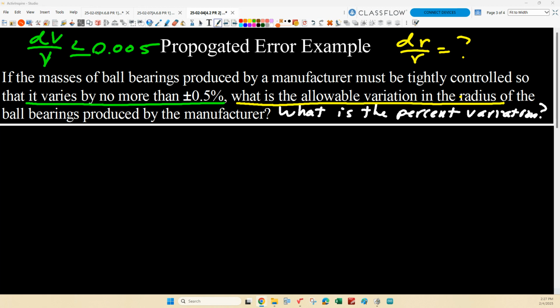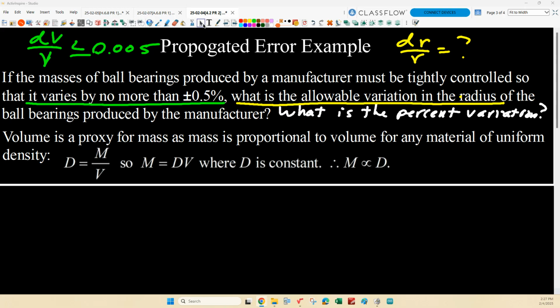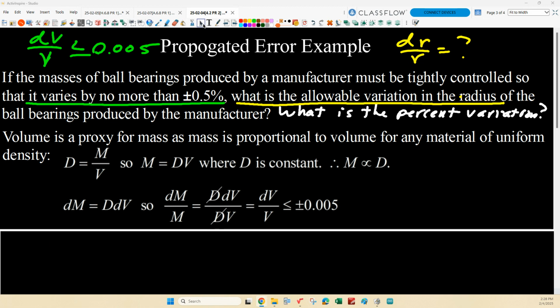Okay, so what do we know here? So we know that we can infer that dV over V is equivalent to dm over m, right? How come? Because volume we could say is a proxy for mass, because the density is constant, right? D equals m over V, so mass equals density times volume. Density's constant. So then doesn't that mean that mass is proportional to volume, right? Okay. So dm is the same thing as d times dV, right?